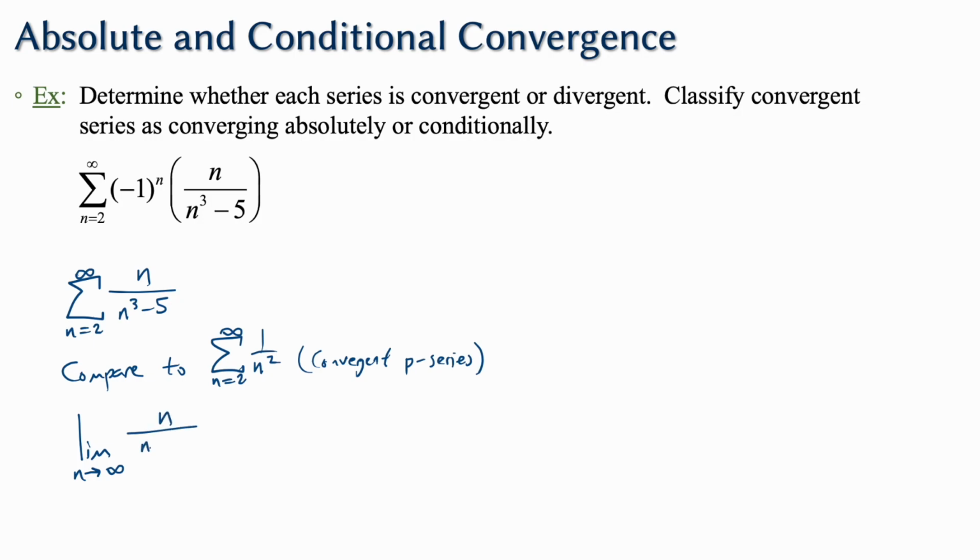and take the n over n cubed minus 5 and divide that by 1 over n squared, as long as this limit is a positive real number, that means that they both do the same thing. So since my comparison is convergent, if this works out, this is convergent, and more importantly, my alternating series is absolutely convergent. Now, if I rewrite my complex fraction, I still have n to the third minus 5 on bottom, but the n on top ends up being multiplied by n squared, which leads me to 1, which is a positive real number, and therefore I can say that this converges.